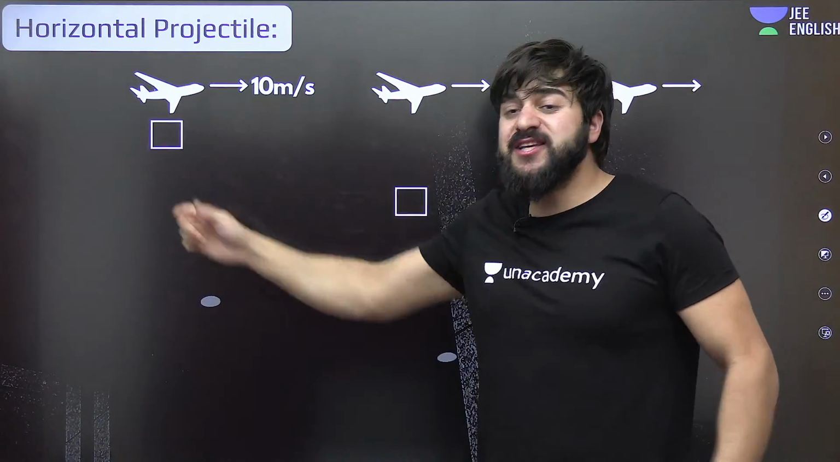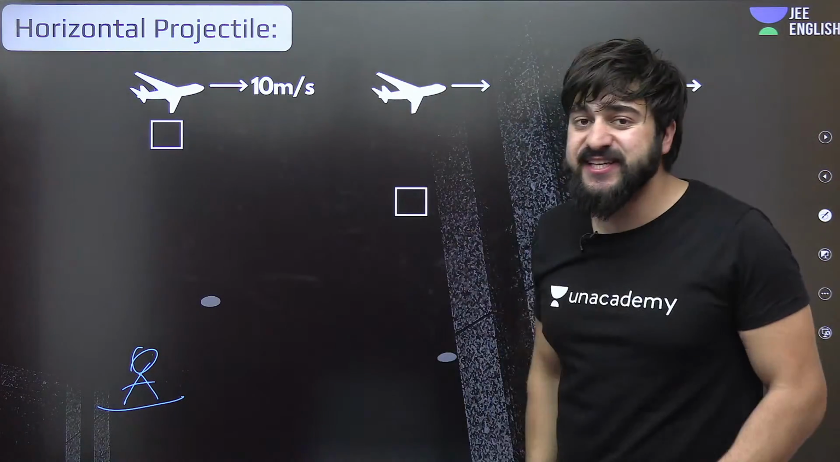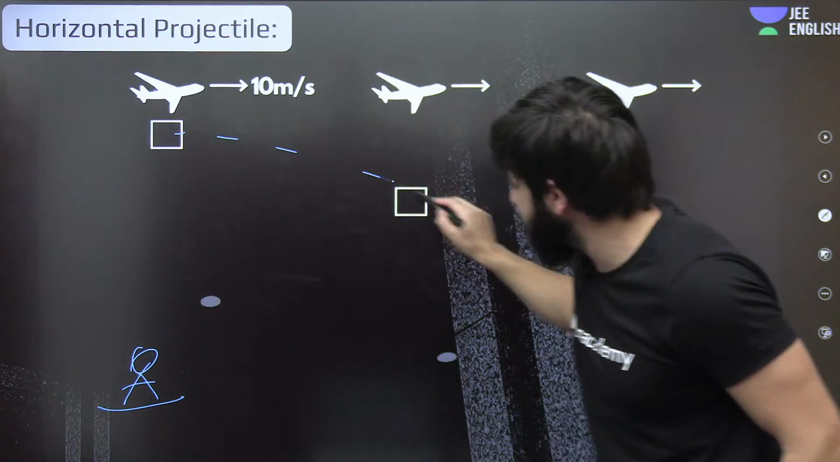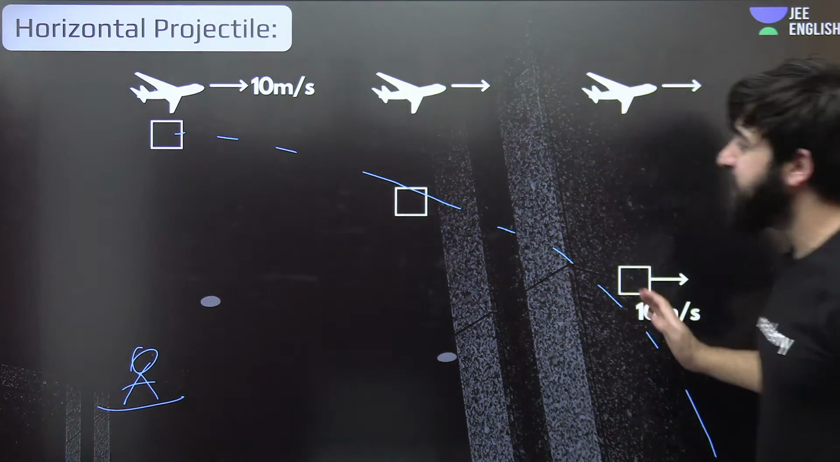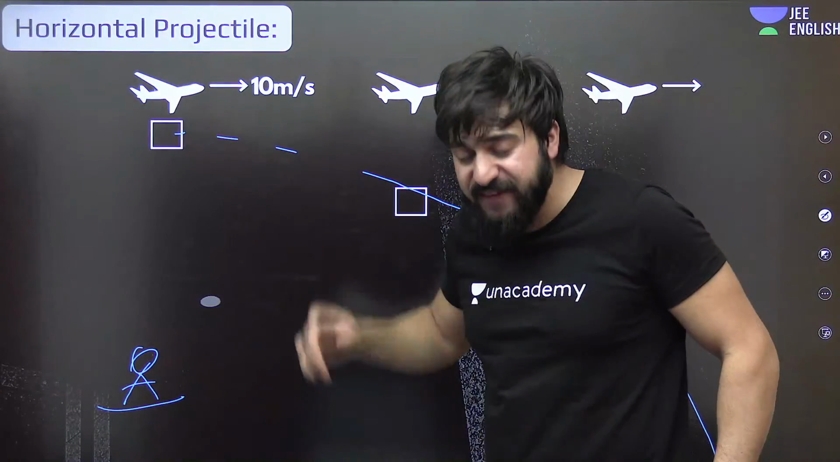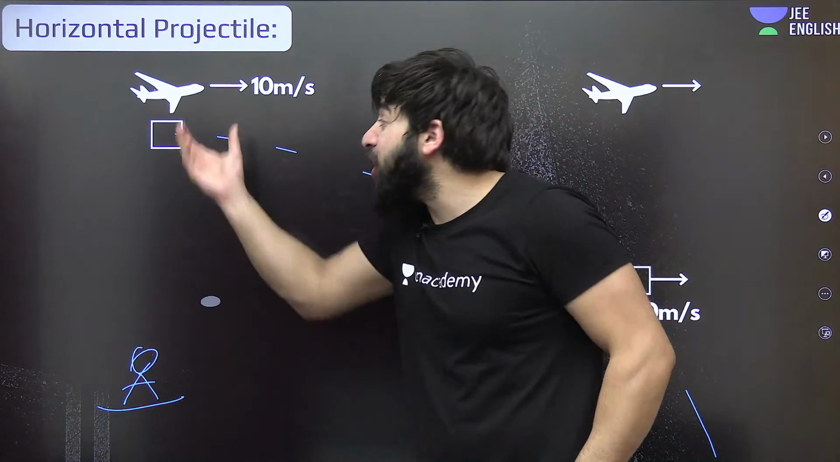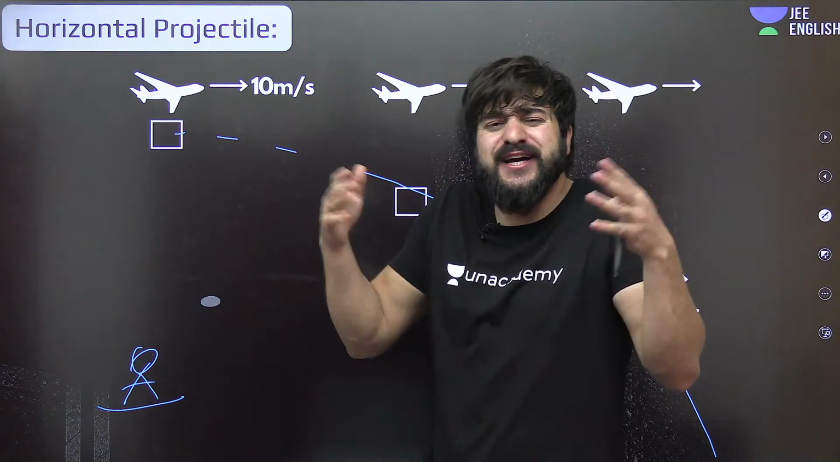So what happens with this package? There is a person over here on the ground. He's observing this scene. So he'll see this package will go something like this. Understand? In a projectile motion, horizontal projectile motion. Understand? This is the perfect example. So now let's do some analysis. Let's talk about this. What happens over here? What's going to happen with the acceleration, velocity and all?